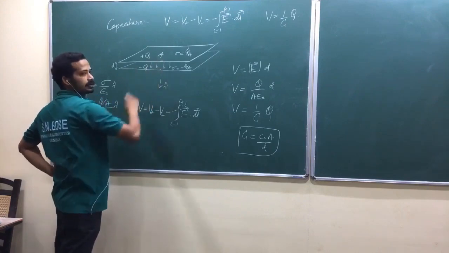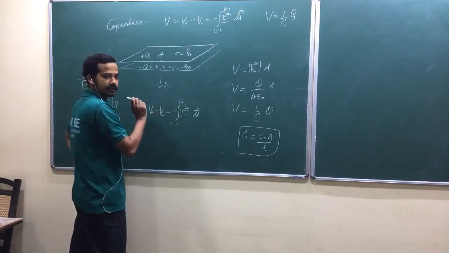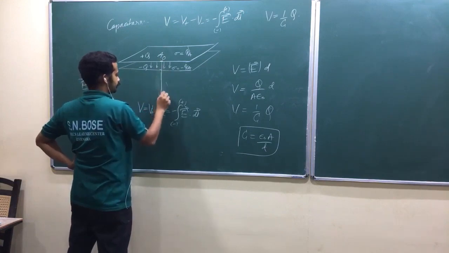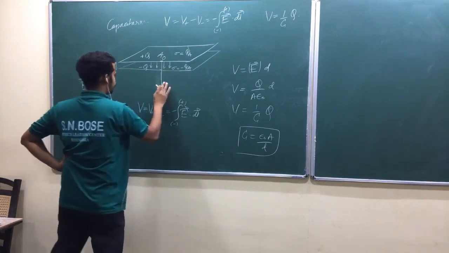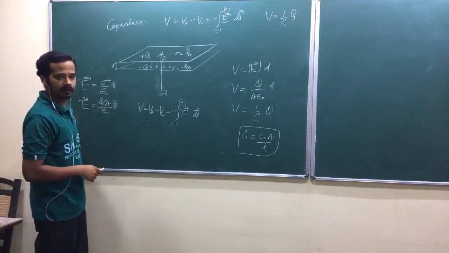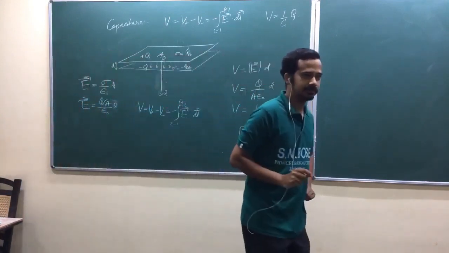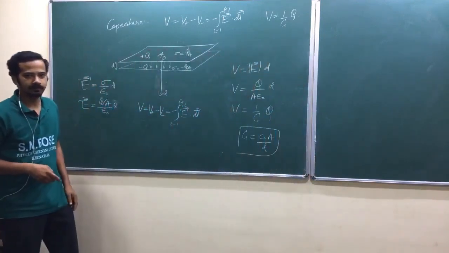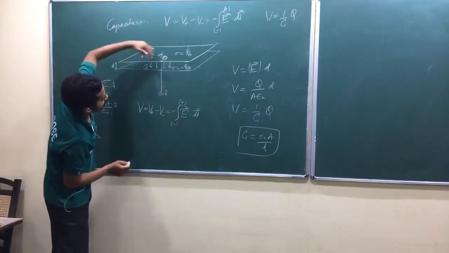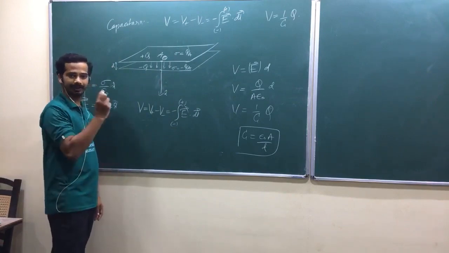Or if you have chosen the origin somewhere here, suppose, again there will always be confusion here in this line integral. Let me choose the origin here. Let me take this as x cap. Now when you go from the negative plate to the positive plate, this is the origin, this is the positive x-axis, obviously your dx is negative. Can you feel that one?